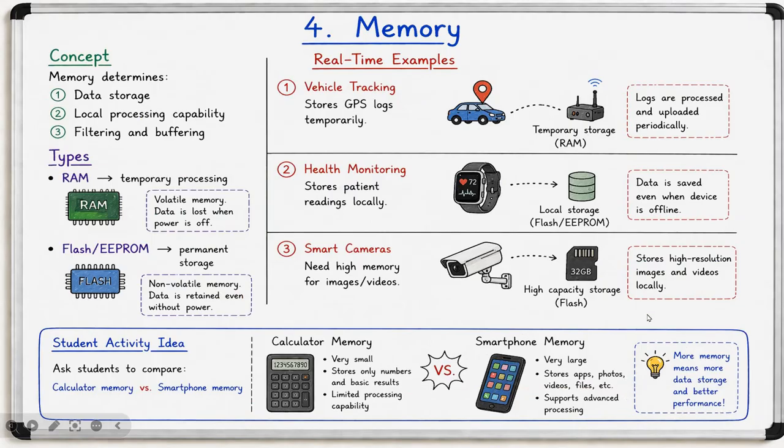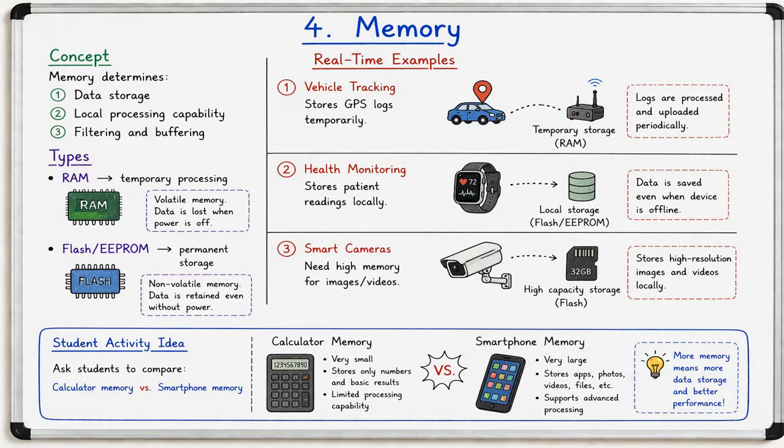Next is the memory. So here the memory determines the data storage. That is, memory stores the data collected from the sensors for short-term or long-term use, and this helps in analyzing the past data and making better decisions.